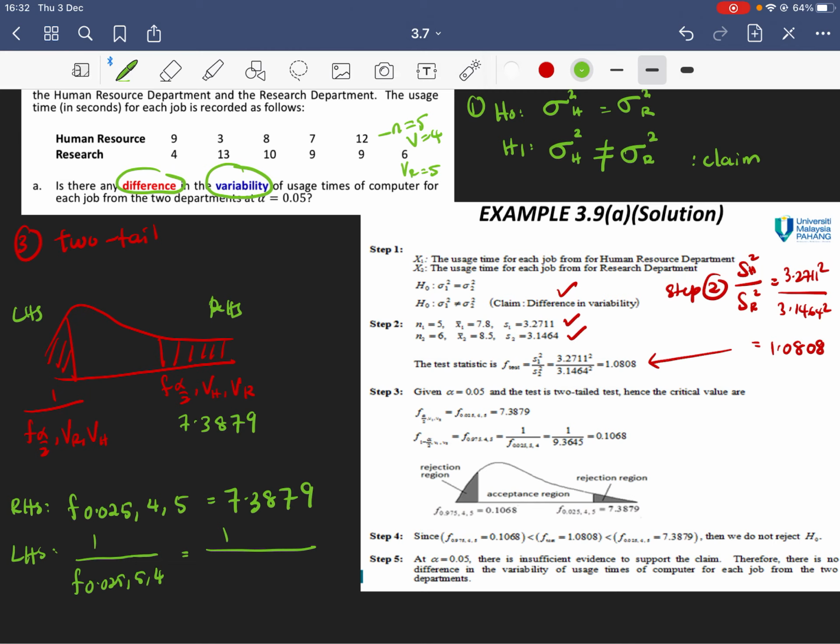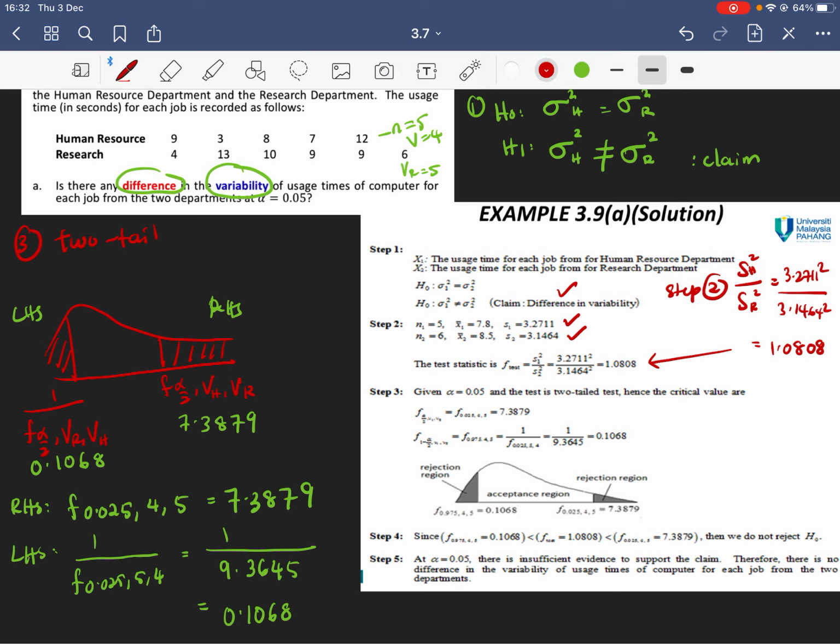You will get 9.3645. So 1 over 9.3645 is equal to 0.1068. So you put here 0.1068. Now you get the value boundary of the left hand side and the right hand side.